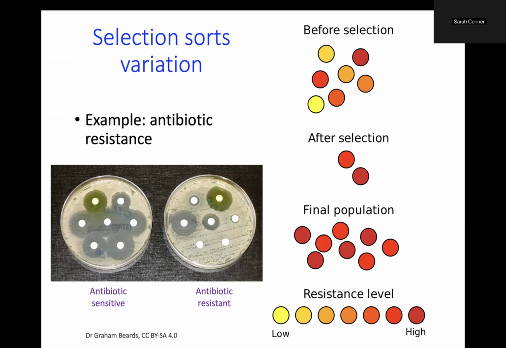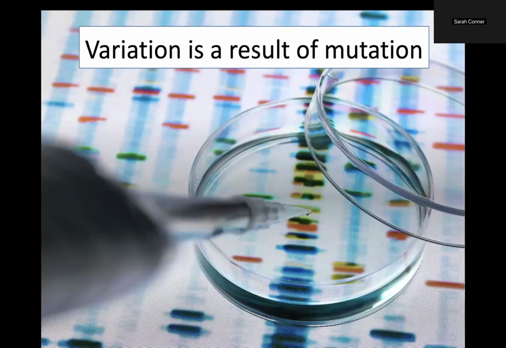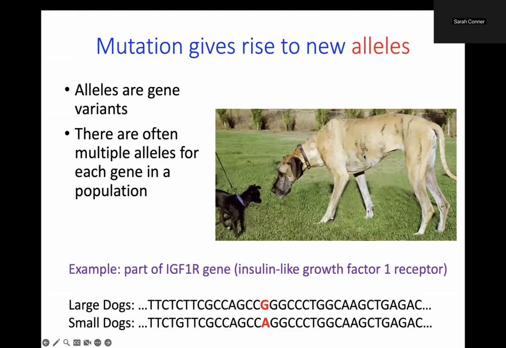Using the example of antibiotic resistance, variation is a result of mutations. That's where most of our variation comes from, the mutation of those genetic codes. It gives way to new alleles, which are gene variants, for example the insulin growth factor gene for dogs. There are often multiple alleles for each gene in the population.